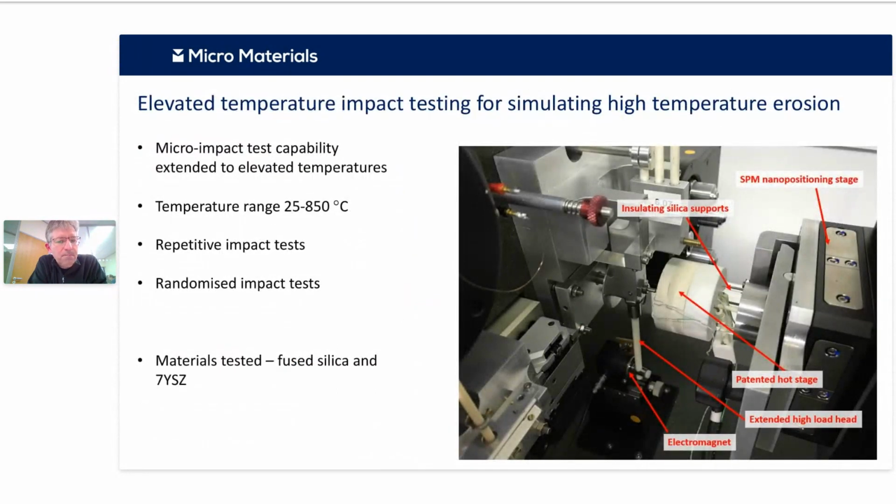So the next step that we thought we would do is to extend all of this to high temperature. This on the right is just a zoom in of a little part of the instrument showing a hot stage there. And in this case, we can use this hot stage to heat up the sample up to 850 degrees. And then we can do our repetitive randomized impact tests, just in the same way as we do at room temperature.